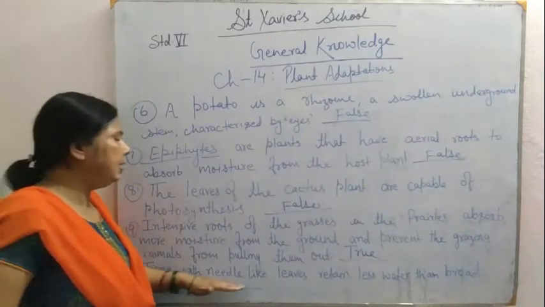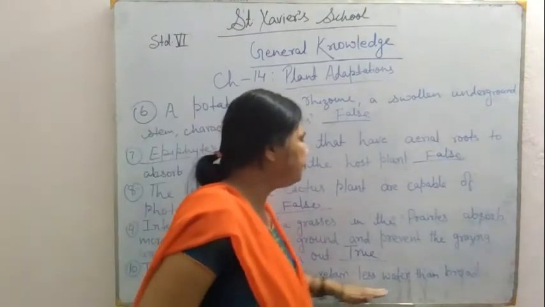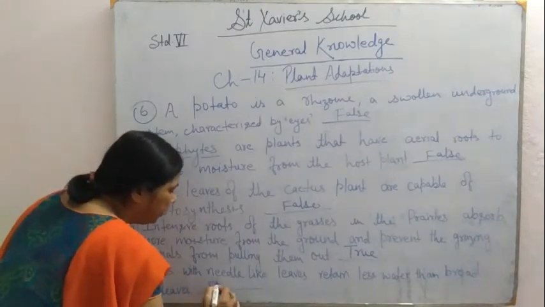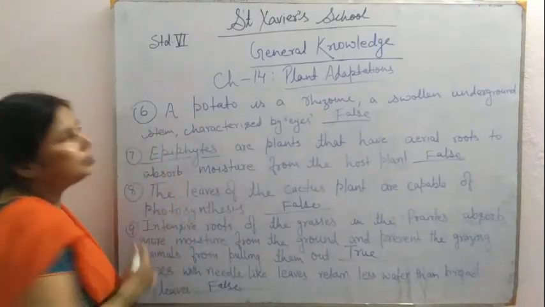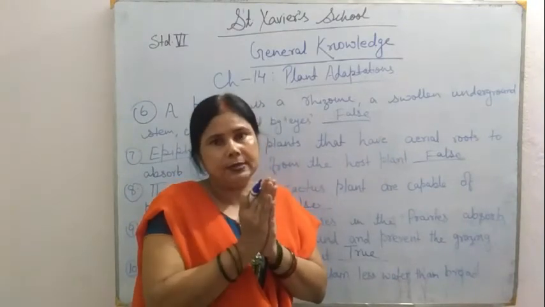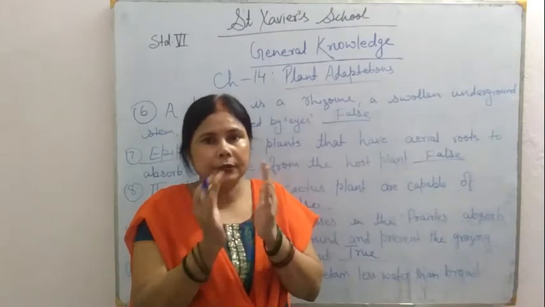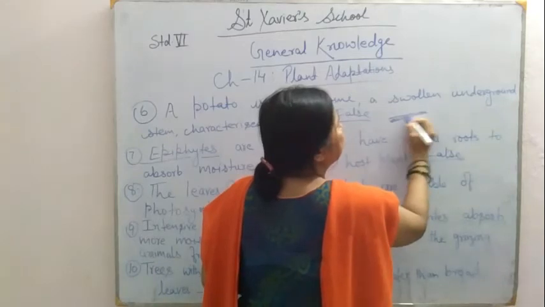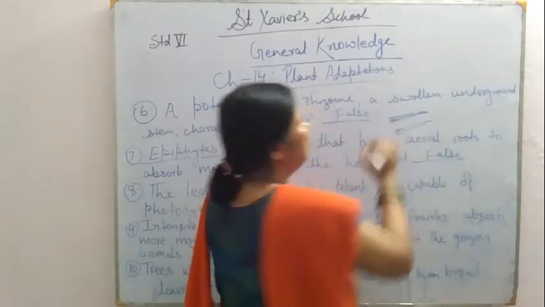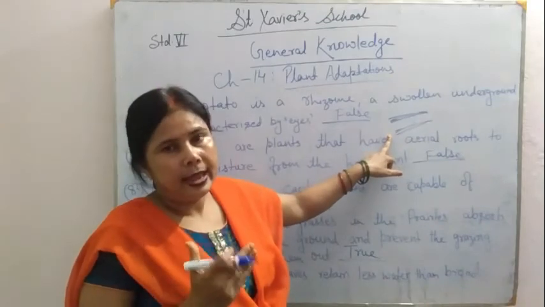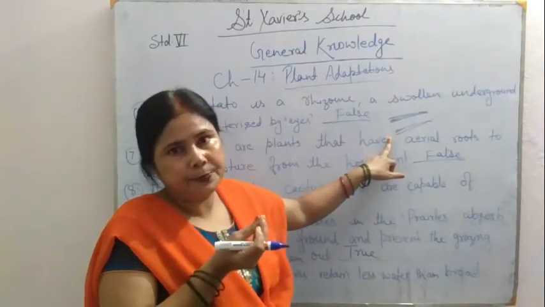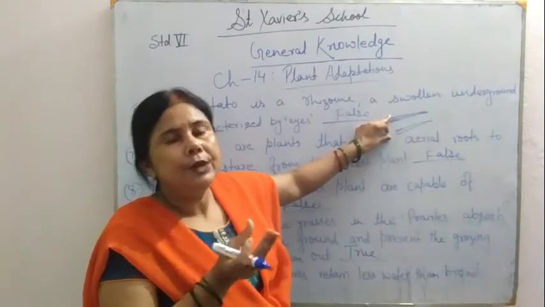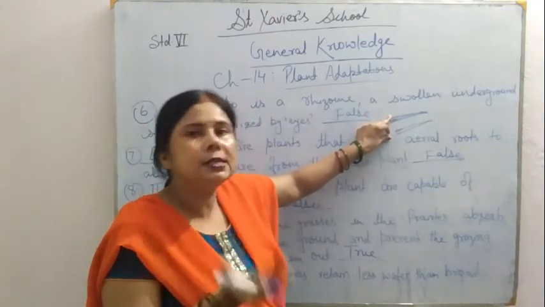Trees with needle-like leaves retain less water than broad leaves. This is a false statement. How? Children, needle-shaped leaves have less surface area. Needle-shaped leaves look like this. So they have less surface area, and because of this, rate of transpiration is very low. So there is less loss of water from the leaves by the process of transpiration.